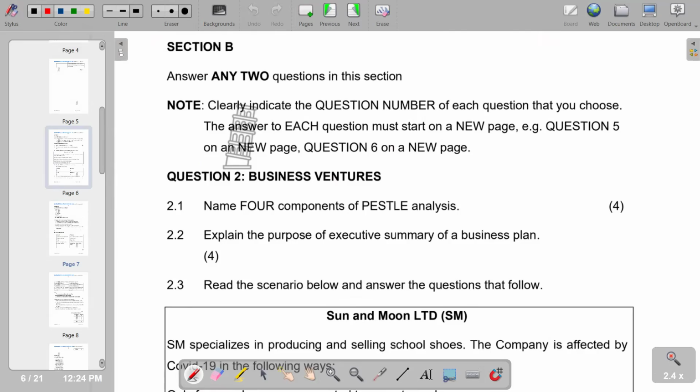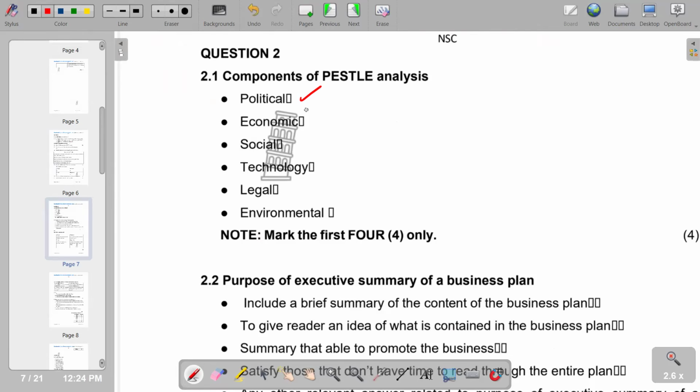In section B, we are looking at business ventures as question 2. Name 4 components of the PESTEL analysis. The PESTEL analysis is a strategic framework commonly used to evaluate the business environment in which a firm operates. In terms of the components of PESTEL analysis, we have political, economic, social, technological, environmental, and legal. These are the representations in terms of the abbreviations. The question only requires 4, so we can just name 4.